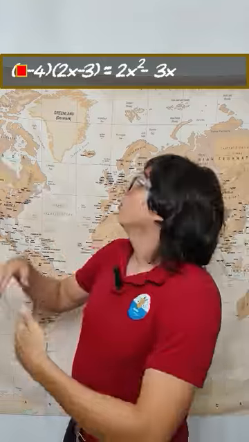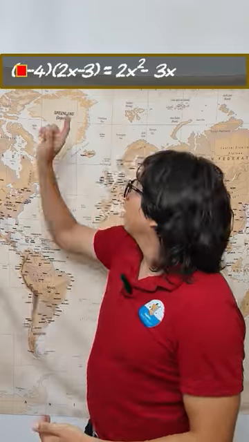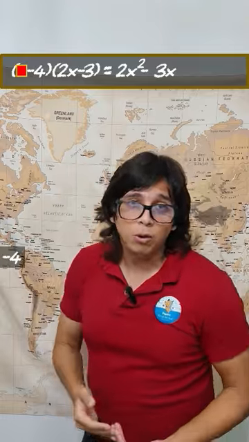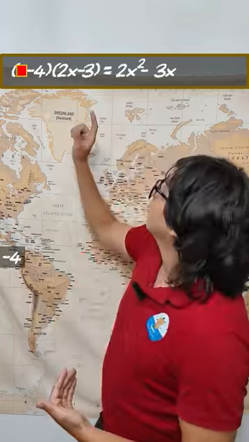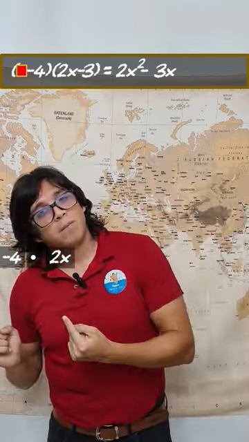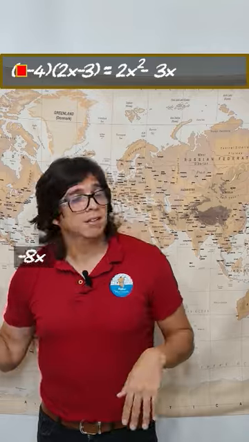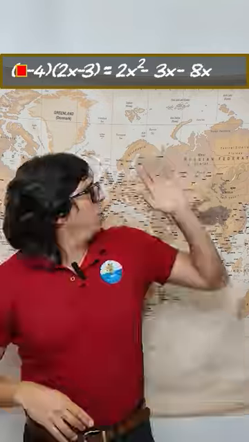Now we move to the second term in the first parenthesis, which is a negative 4. We take the negative 4, and now we multiply it by the first term in the second parenthesis, which is 2x. Negative 4 times 2x, negative 8x, and we move it to our answer. And yes, as we multiply these terms, we write them in the same order in the answer.